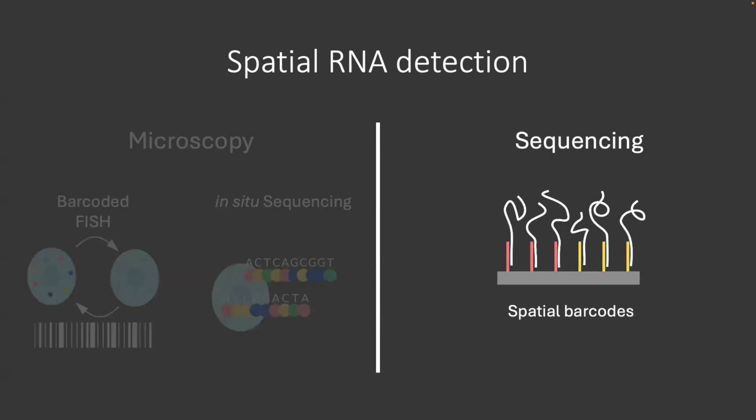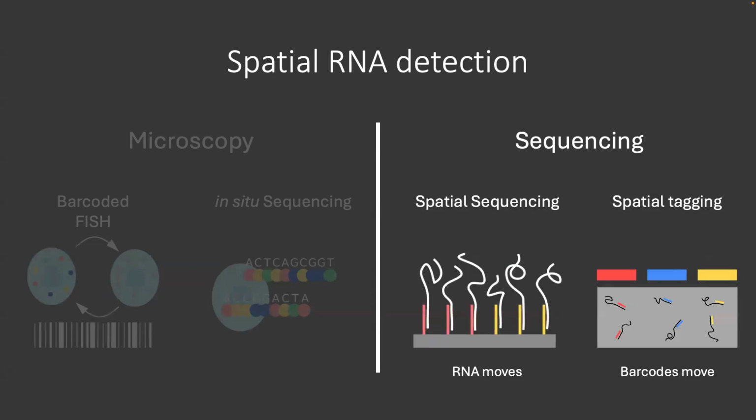methods. Then on the other side, the sequencing approaches use spatial barcodes, and they also fall into 2 different groups. One where the RNA moves towards the spatial barcodes, and then the second group, spatial tagging, where the spatial barcode moves towards a target.